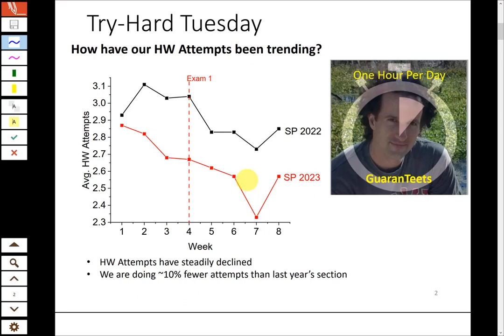So far, in the first exam, that didn't seem to matter. Your score was actually a little bit higher on average than last year. We'll see how that translates in the second one. But I will continue to encourage you to do all 4 attempts every week. That is one of the best ways to stay on task in this course.